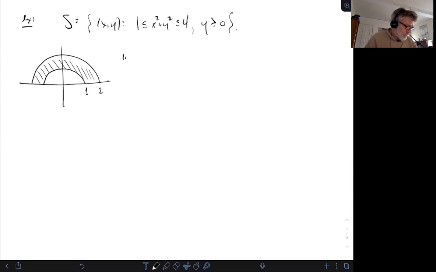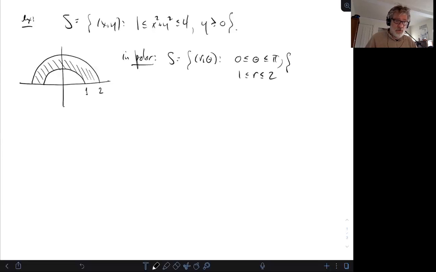Now in polar, this is also very easy, right? So the angle is between 0 and pi. And this is the set of all r theta such that theta is between 0 and pi, and r is between 1 and 2. So again, a polar rectangle. Okay. And finally, here's another one.